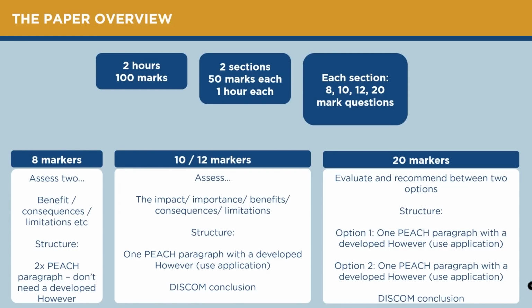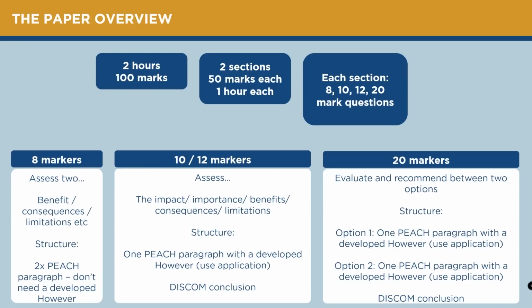Now, as I mentioned, the structure is a little bit different. You don't have 4 markers. In place of those 4 markers, you get an 8 marker. Now, this creates a few challenges because I actually think 8 markers take probably longer to write than 10 and 12 markers because it requires 2 fully developed PEACH paragraphs. You don't need to put a huge amount into your howevers. You just need to have howevers to provide balance to get evaluation marks, to get the top level marks on that 8 marker. But the key thing here is going to be that focus on timing.